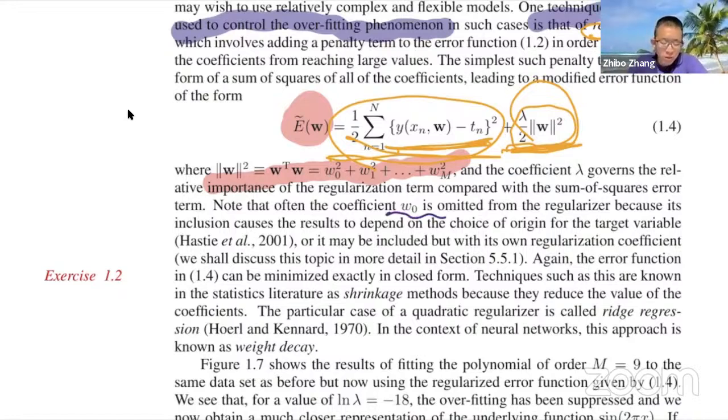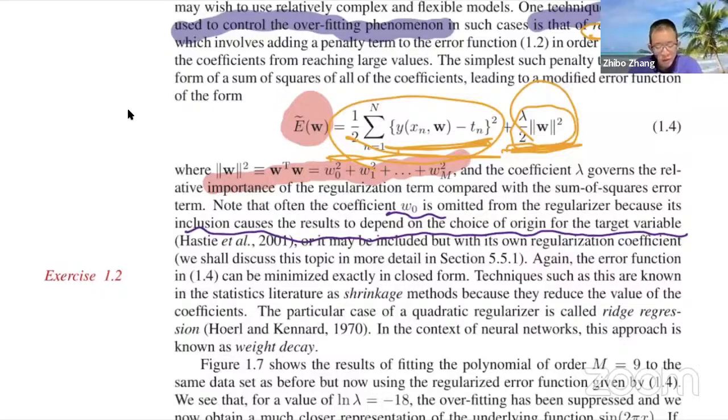Note that often the coefficient W0 is omitted from the regularizer because we don't want to constrain the position of the origin, because its inclusion causes the results to depend on the choice of origin for the target variable. Or it may be included, but with its own regularization coefficient.